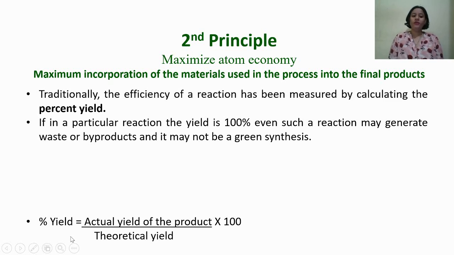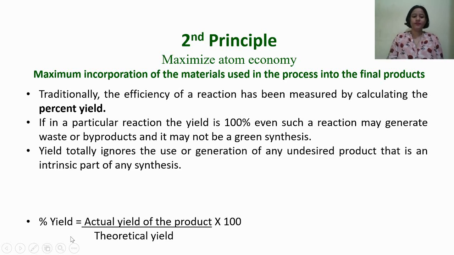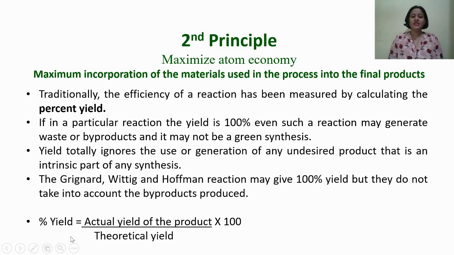But however, if a reaction has 100% yield and it is generating waste or byproduct, in terms of green chemistry, we cannot say it is a green synthesis. So, yield totally ignores the use or generation of any undesired product that is an intrinsic part of any synthesis. Though the reaction has 100% yield, if the waste or byproducts are generated, it cannot be a green method.